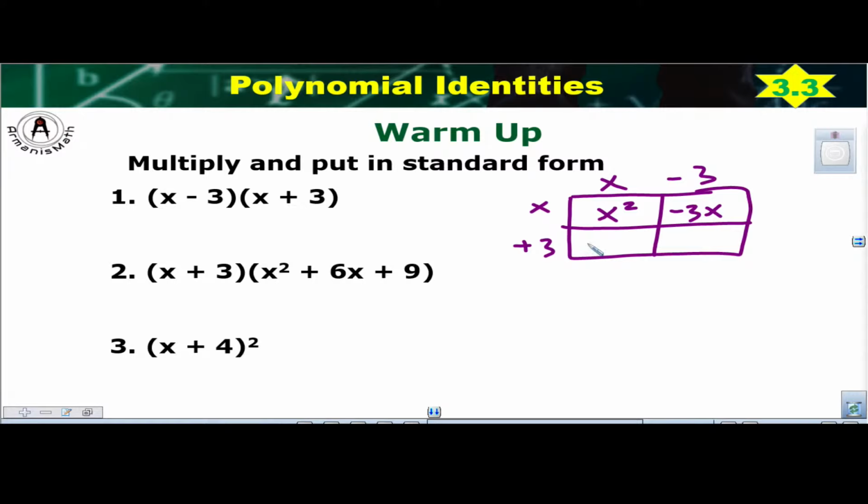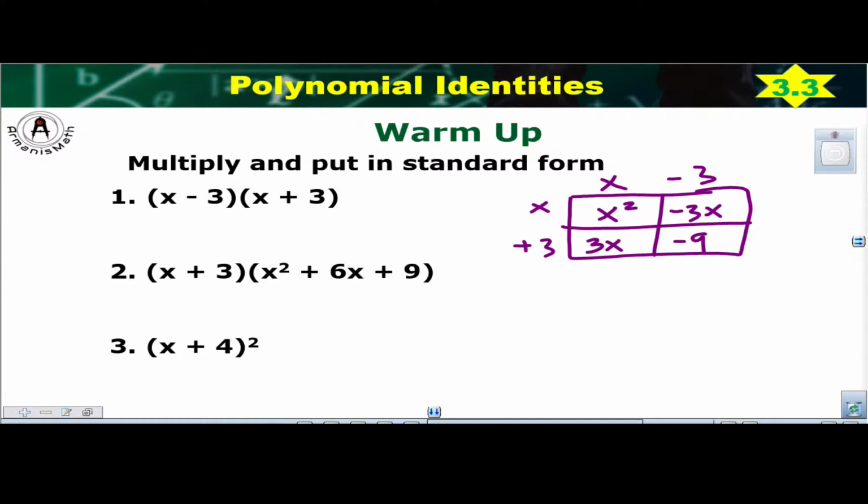And x times 3. See the camera's coming up here. And that's a negative 9. And we've done a lot of these boxes, by the way. Here, good job, Lee. That's awesome. Just saw a whiteboard here.